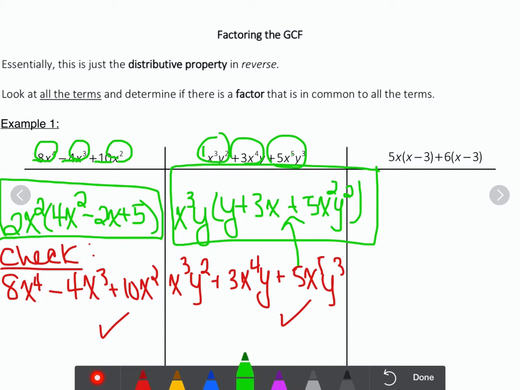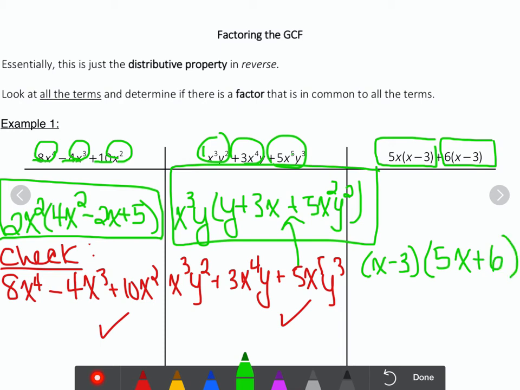Okay, last example. It looks a little bit different than the previous two. Okay, what is in common? Let's look at our terms. I have this first term and the second term. Okay, we see that there's an x minus 3 in common. So I'm going to factor that entire x minus 3 factor out of both of my terms. What am I left with? 5x plus 6. Okay, even though this looks like a little bit of a different example, this is actually what we're going to see when we start factoring by grouping.